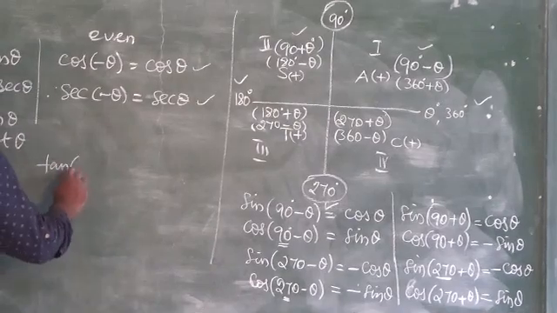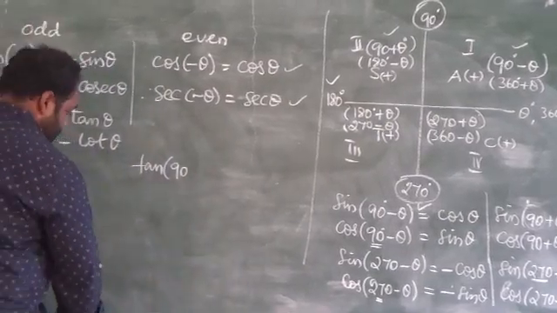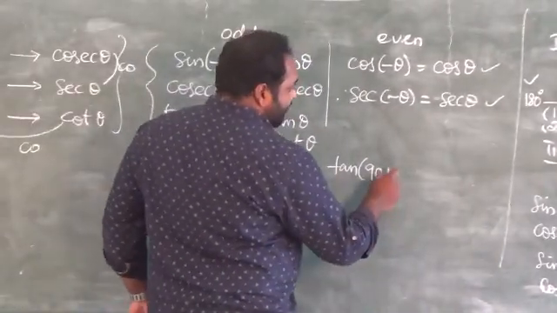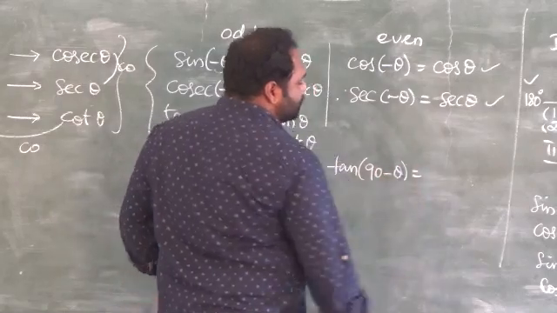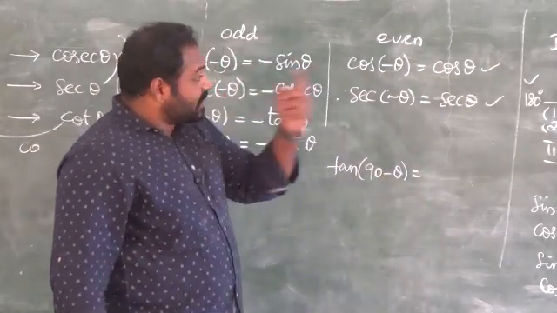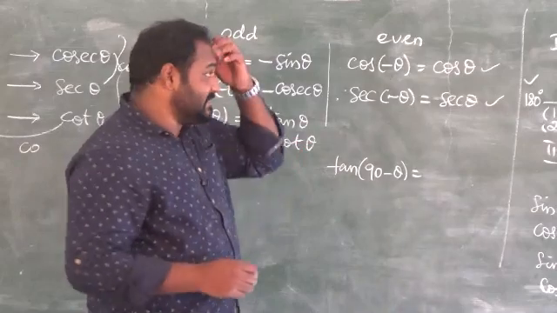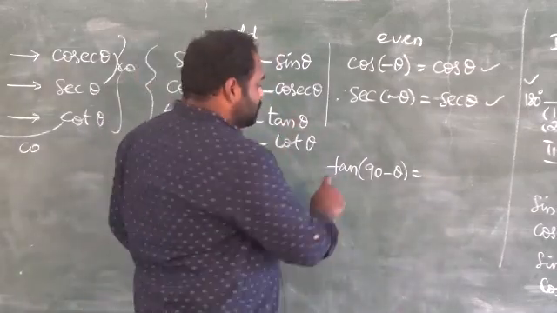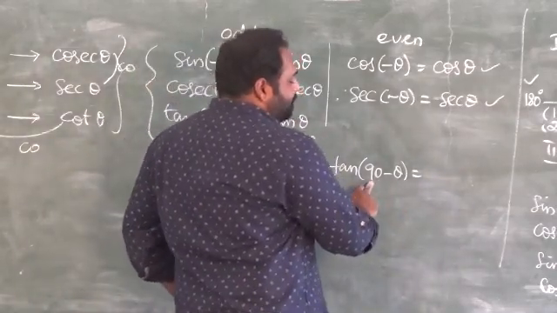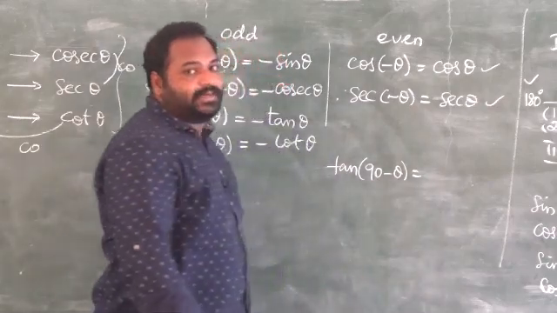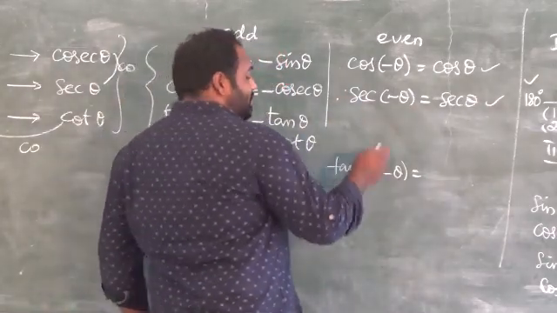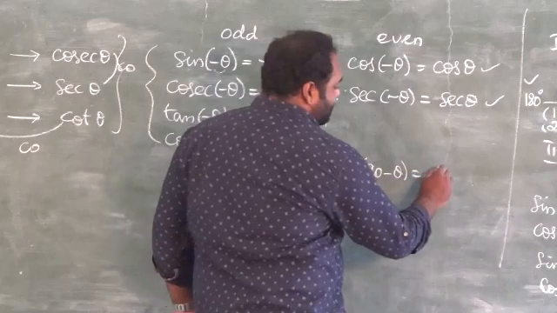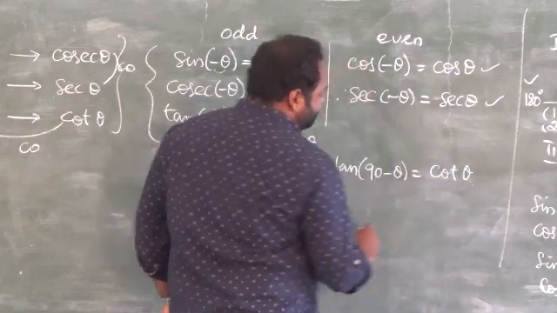Tan 90 minus theta. I told you it is first quadrant. In the first quadrant there is no change in the sign because all are positive, so tan will be positive. Then for 90, I told you we have to change into the co-ratio. So what is the co-ratio of tan? It is cot theta.